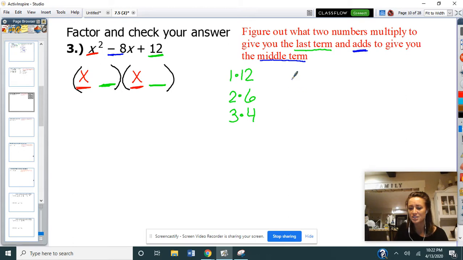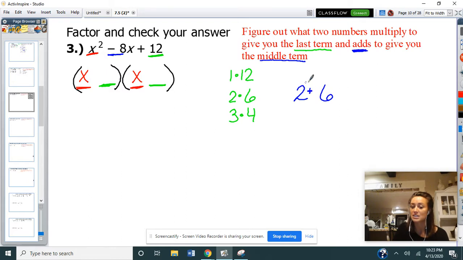If we add, these are all positive numbers, so we're going to get positive numbers. So we say adds, but if we throw some negatives in there, it will work. So we can say what adds to give me the middle term, or we can technically say subtract, because adding a negative is the same thing. So 1 plus 12 doesn't work. 1 minus 12 doesn't work. 2 plus 6 gives me 8, but it doesn't give me negative 8. So how could we turn that? We do want 8, so we are going to use the 2 and the 6. And it's going to be plus.